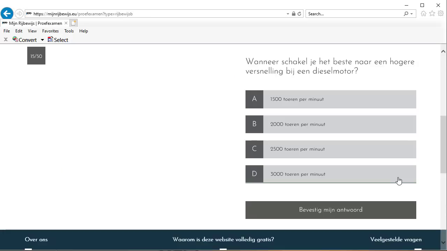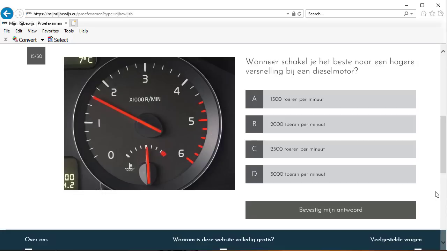What's the best time to change the gears to a higher RPM in a diesel motor? So in a diesel motor, I think it's 2000 RPM, revolutions per minute. That's when you should change the gear. In the petrol, I think it's 2500 RPM. So let's go with 2000 and we will check.